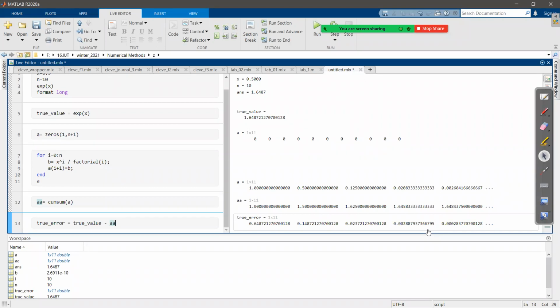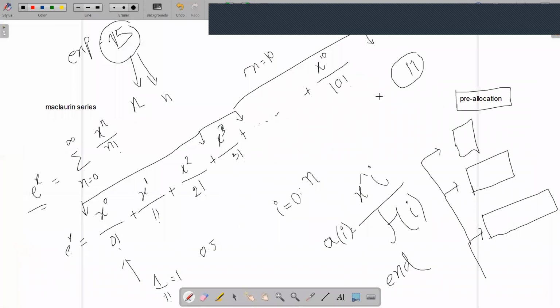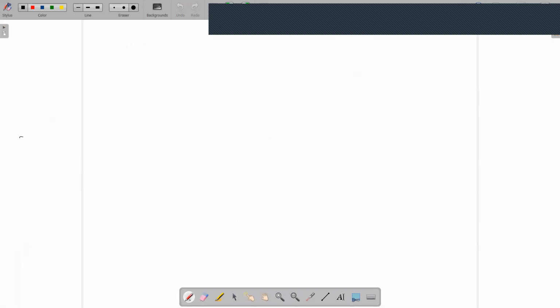Sir, could you explain this procedure again? Which portion? After the loop, after the cumulative sum of A. Oh, that's the true error. Now, say for example, I have found the value A. Initially it was 1, then 1.5 up to the second iteration, then 1.625, then 1 point something, a little bit higher. This was up to n equals 1, this was n equals 2, this was n equals 3.